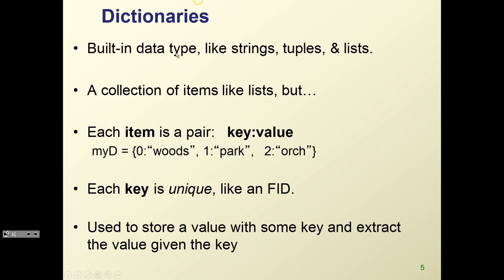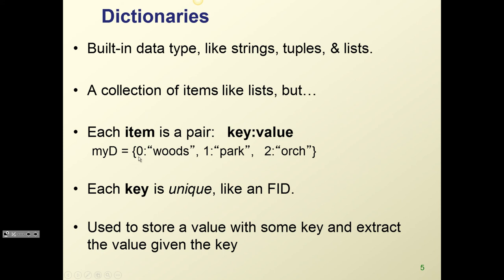It's a built-in data type just like strings and tuples and lists. It is also a collection of items like lists, but the items are paired things. They're a key and a value, a key and a value, a key and a value. This syntax is the way it looks when you hard code a dictionary. You use a colon between the key and the value, and you comma separate the items in it, and you use curly braces instead of square braces to indicate that it's a dictionary.